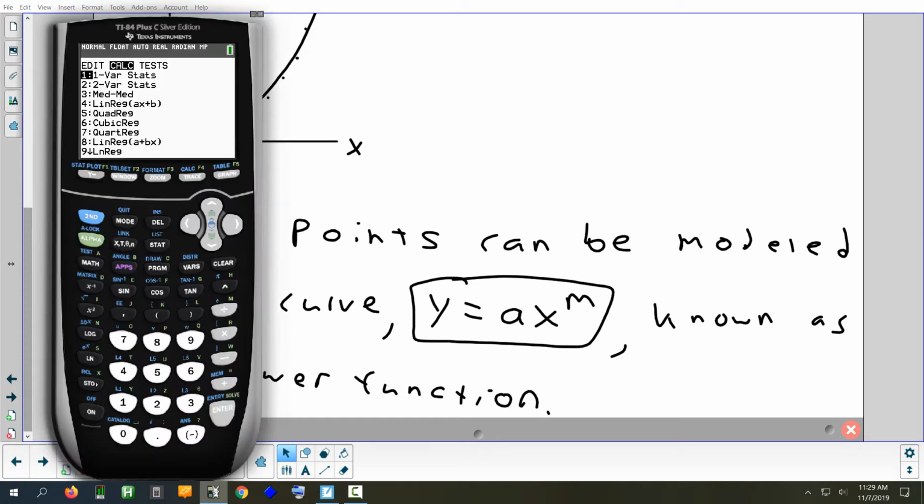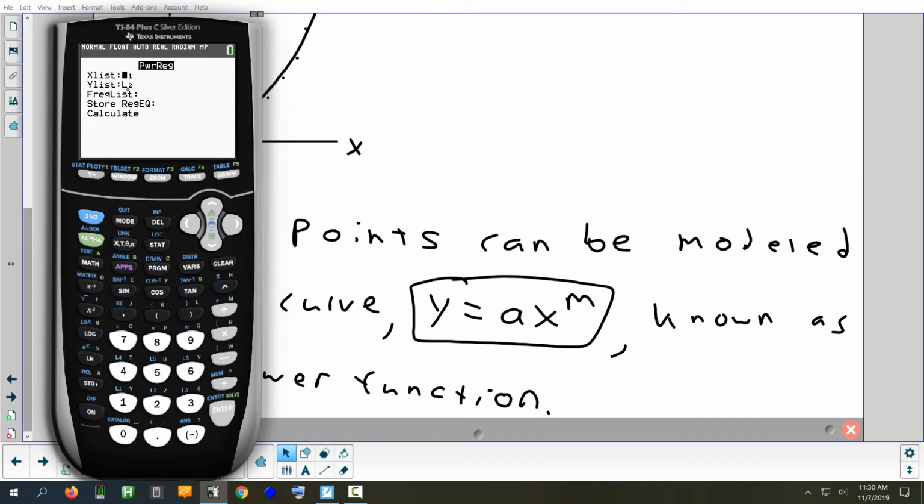It's all the same. So, under calculate, if you scroll down, or actually scrolling up might be faster. So we've got linear regressions, quadratics, cubics, quartics. On my calculator, option A is a power regression, or power model. We're going to hit enter on option A. Now, my calculator automatically assumes I put the x's in L1 and the y's in L2. That's why I did it that way. If you didn't, you could change that.